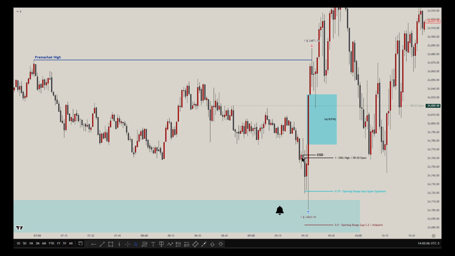And then the displacement after it, what is that? That's a fair value gap. What do we know about order blocks followed by fair value gaps? That order block becomes a lot stronger. And it doesn't even need to return to it to run. So that's what happens here. Change in delivery, displacement, becomes a fair value gap, runs. There's our pre-market high immediately taken.